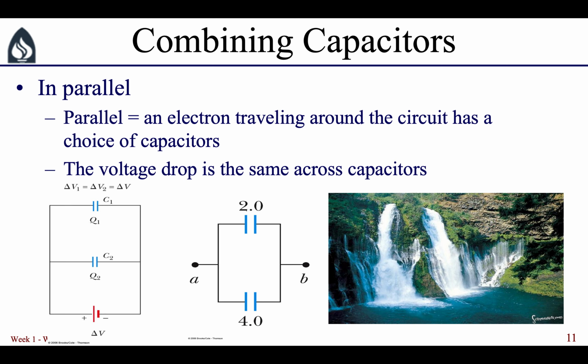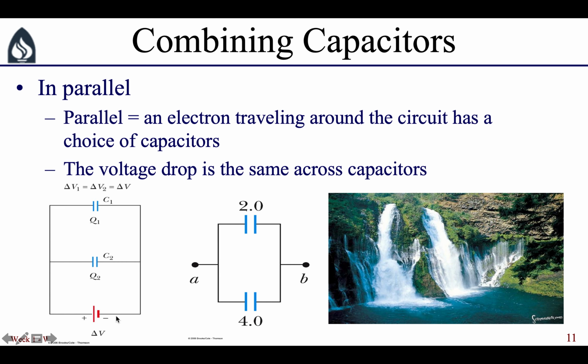The first is in parallel. You know something is in parallel if an electron traveling around the circuit has to make a choice of which capacitor to go to. So this picture here shows two capacitors that are wired in parallel with each other, and then this parallel connection is connected to a battery. So an electron coming from the battery would have to choose whether to go to this capacitor or to this one.